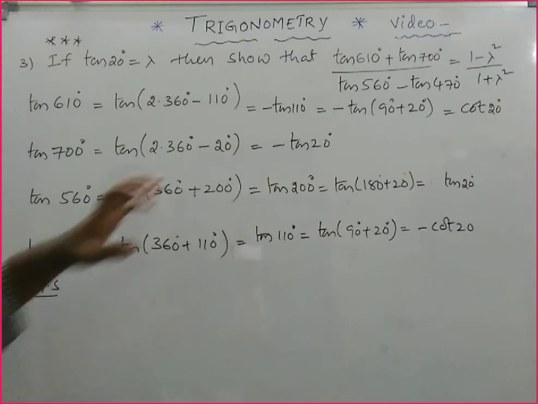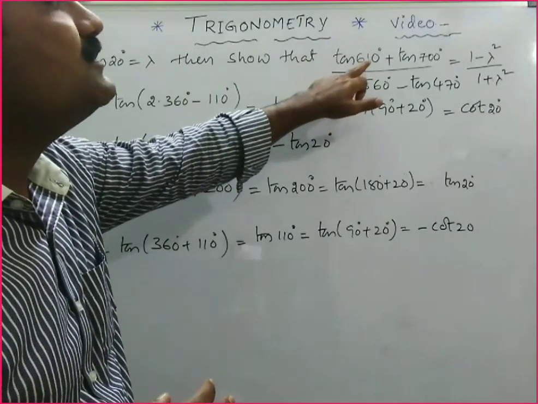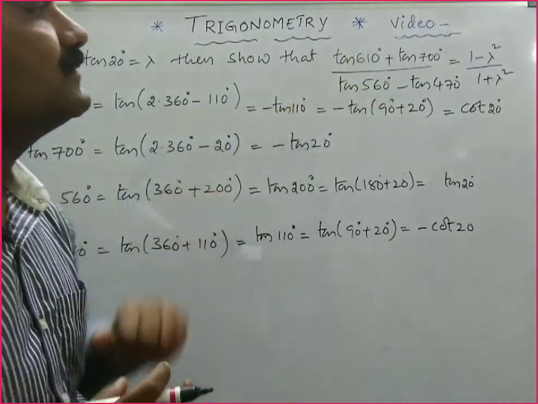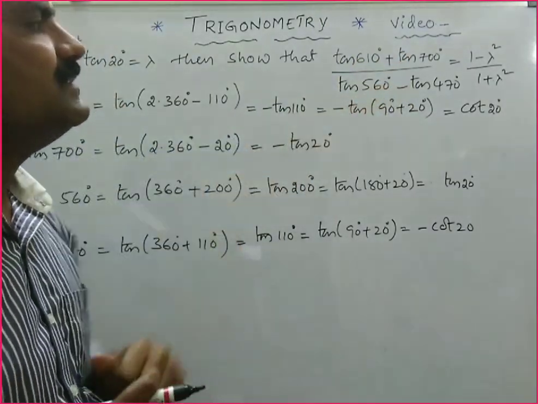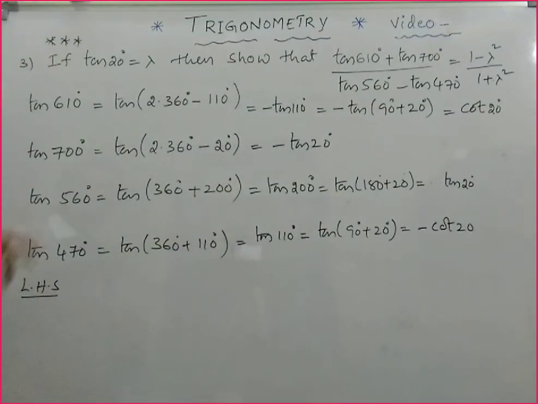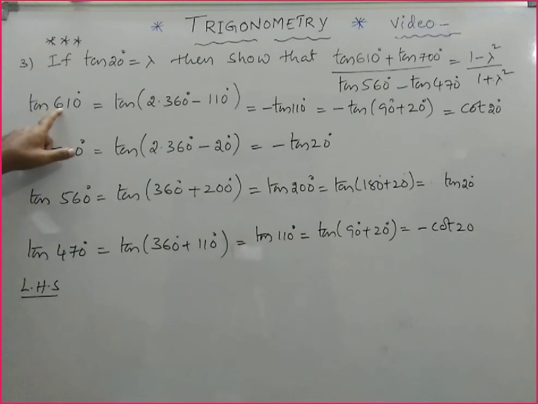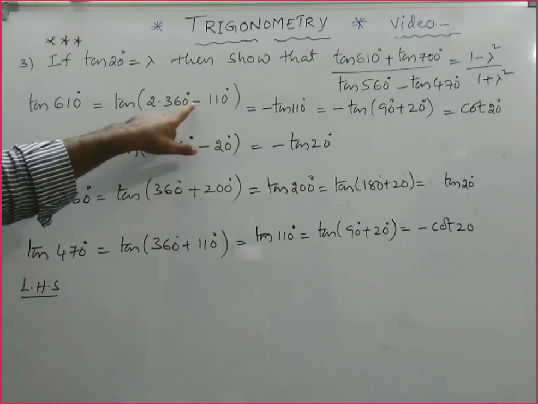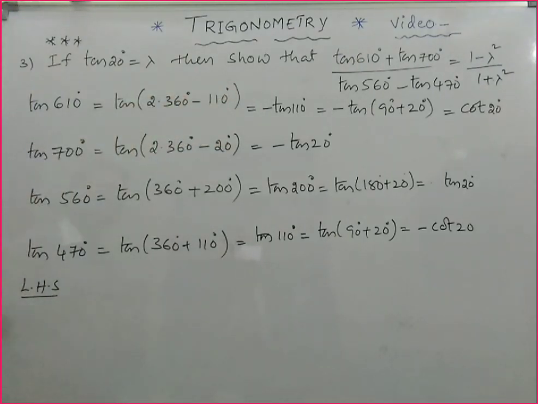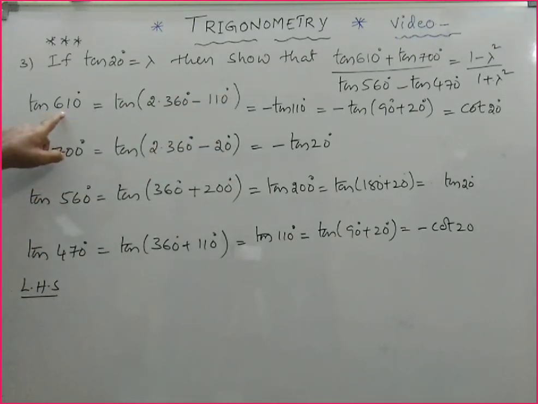So now, before entering into the LHS, let us simplify and find the individual values of each tan of some angle, that is tan 610, tan 700, tan 560 and tan 470. Coming to the first one, we want the value of tan 610 in terms of lambda. So 610, I just want you to write as 2 into 360 minus 110. Can I write it like this? 2 into 360, 720, minus 110, which is 610.